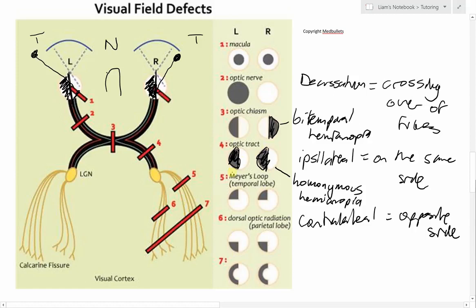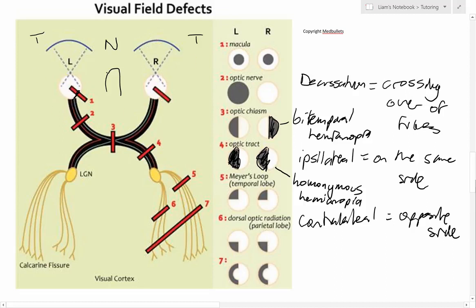So in this case, where we're affecting the left field of vision in each eye, this is a left homonymous hemianopia. And it's going to be affecting the contralateral optic tract. All right. So the visual defect is a left field of view defect, but it's affecting our right optic tract. So we could say that's contralateral.